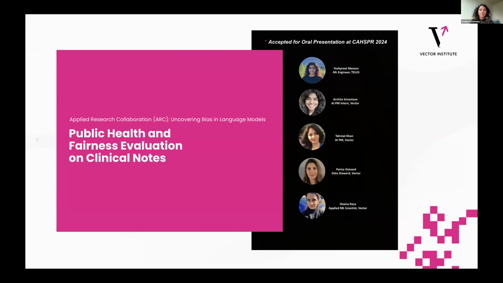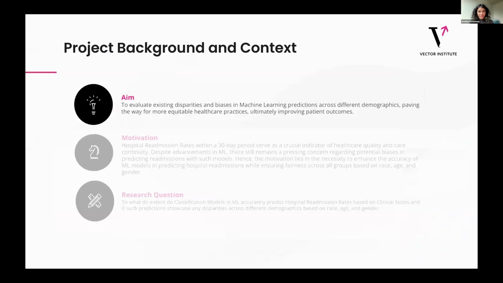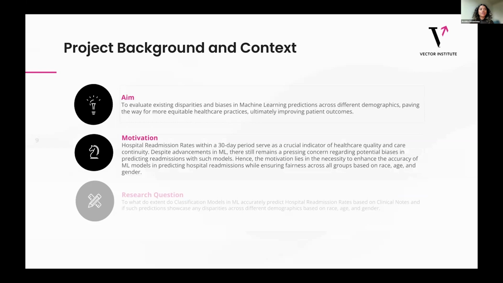What exactly is public health and fairness evaluation on clinical notes? The main aim of this project was to evaluate existing disparities and biases in machine learning prediction across different demographics, paving the way for more equitable healthcare practices, ultimately improving patient outcomes. In order to achieve this aim, we wanted to focus on a certain problem, and this problem was hospital readmission rates, predicting hospital readmission rates within a 30-day period.